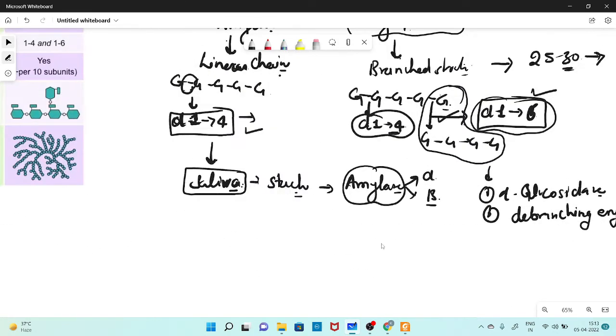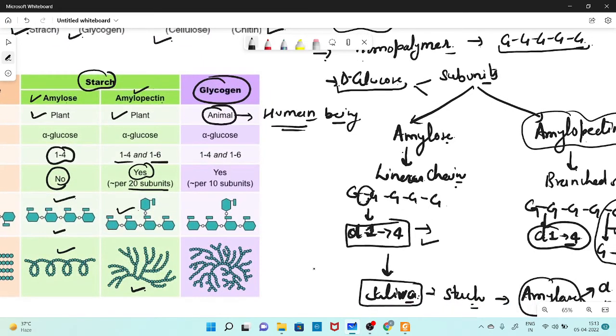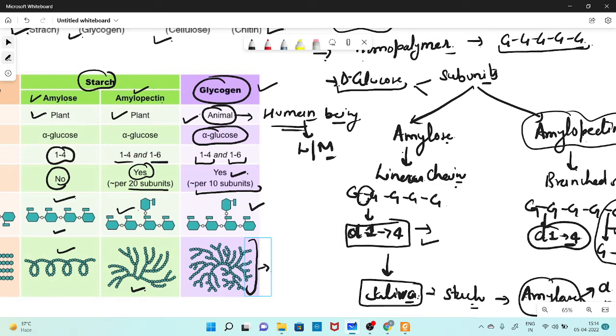So let's see what is left in the image. Glycogen, as we understood, is present in animals and is stored in your liver and in your muscle cells. The simplest sugar is alpha glucose, and it has alpha 1,4 and 1,6 linkages in the amylopectin form, with branching after 10 subunits. The structure would be like this, and it will become like this in the compact structure. So in your liver or in your muscle cells, you have multiple glucose units stored in them.